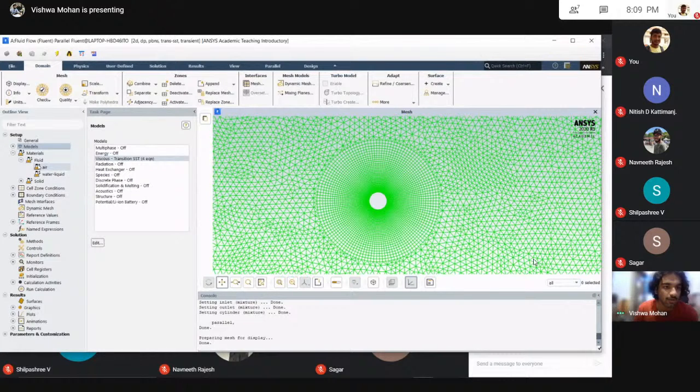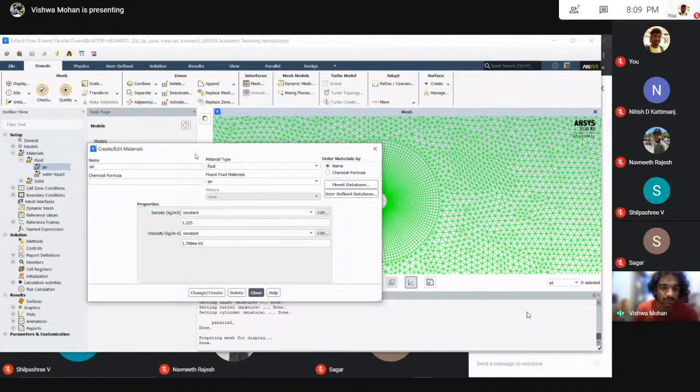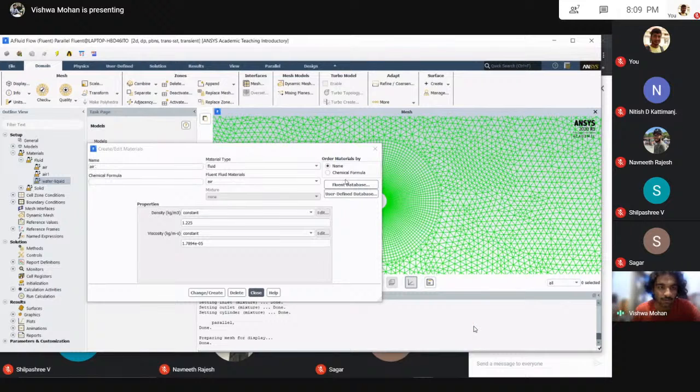For the fluid, I will go for air, where you can see the properties here. You can change it if you want, and click on change and create. I don't want to create anything, but for demonstration's sake, let me make it air 1, create and change. Do you want to overwrite? I'll say no. Anyways, let me just close this. So I'll be going with air as my model. Cool.